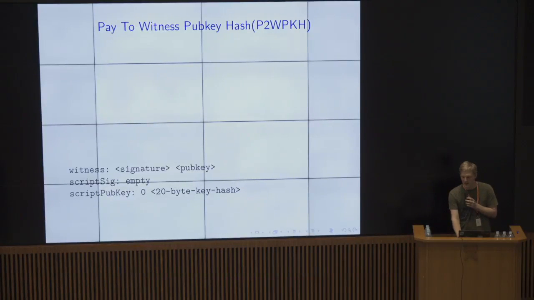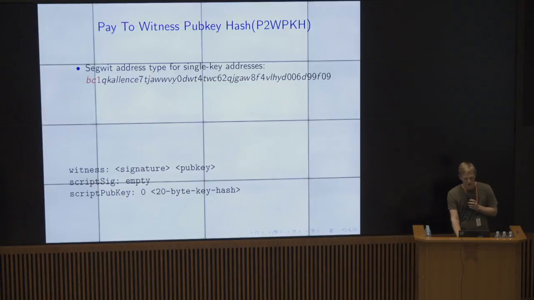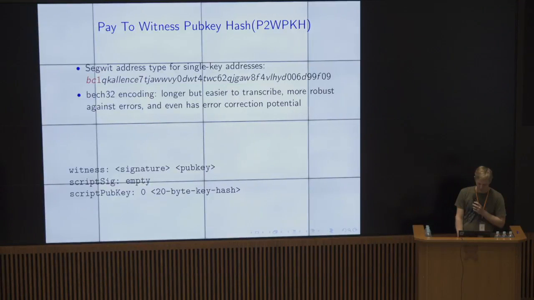Pay to witness pub key hash is the consensus templated way of paying to a single pub key. It has a Bech32 address, starts with BC1. It's longer than base 58, but more robust to errors, and you can even do error correction potentially, though it's not recommended for addresses specifically.